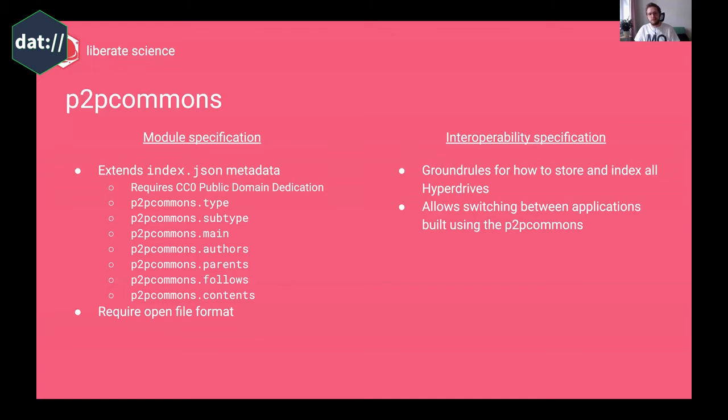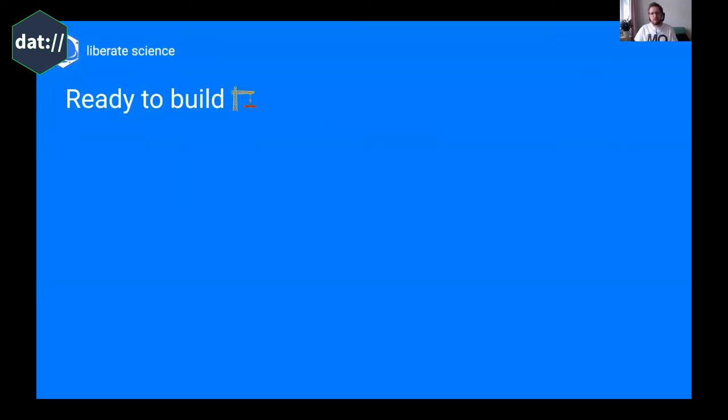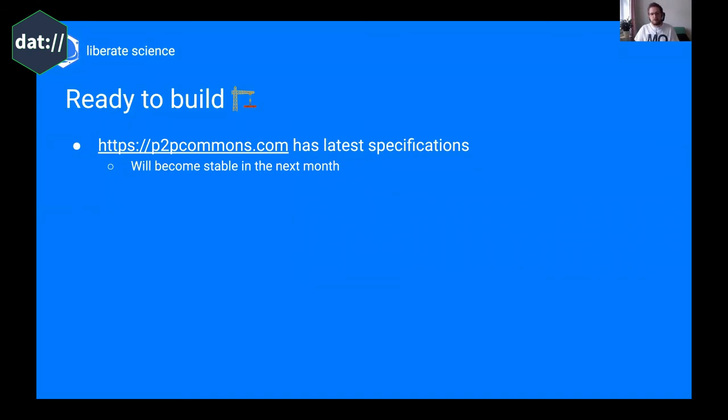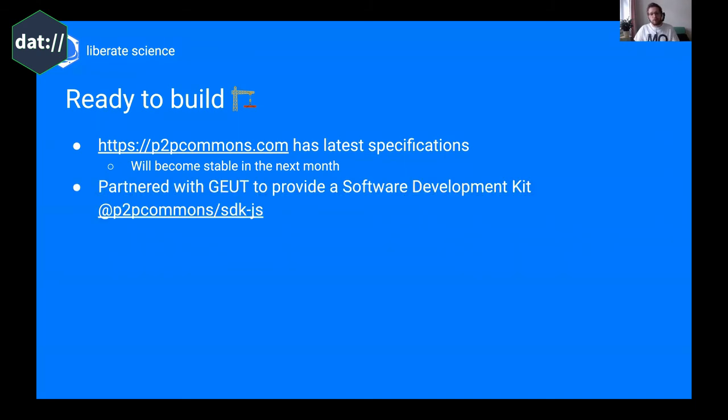And all of these specifications, they're now at the stage that they're ready to build. So p2pcommons.com has the latest specifications if you're interested in it. They will become stable in the next month or so. So by the end of August 2020, they will probably be stable. That's the roadmap. Plus we partner with Git to provide a software development kit to make it easier to provide software up to specifications, up to standards, for the peer-to-peer commons. And version one is forthcoming after the specifications themselves stabilize.